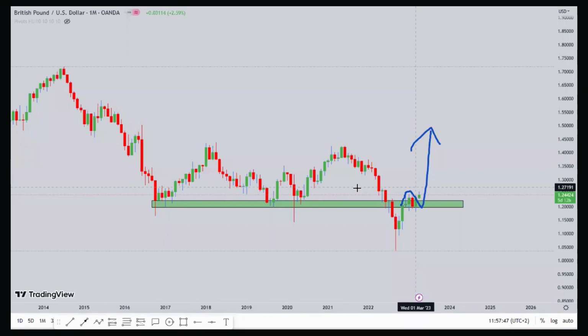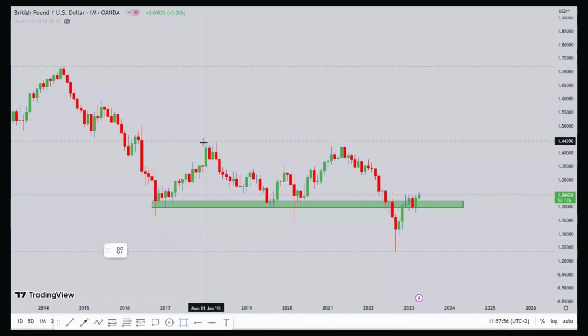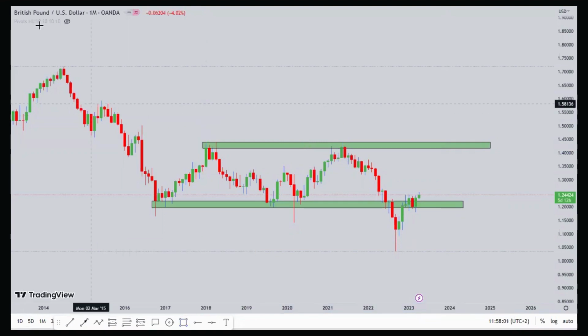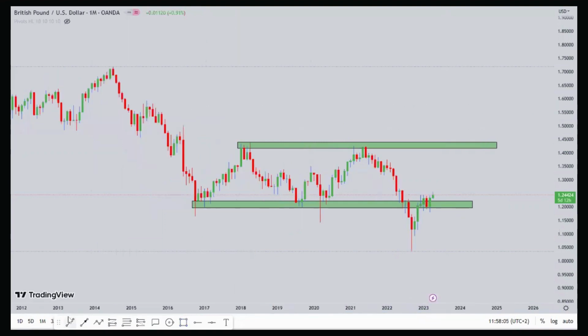So with that being said, once you draw your support on the monthly, you can also draw your resistance on the monthly, which is your major resistance. That's where the market turned previously before it came back down. Also, we can use some sort of trend line to guide us on the current trend of the market.